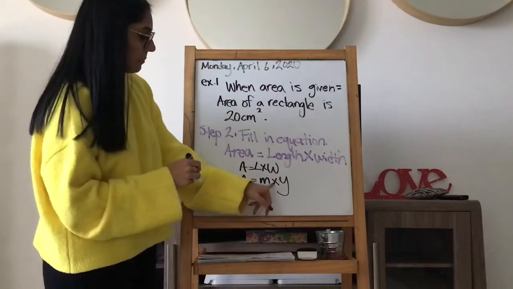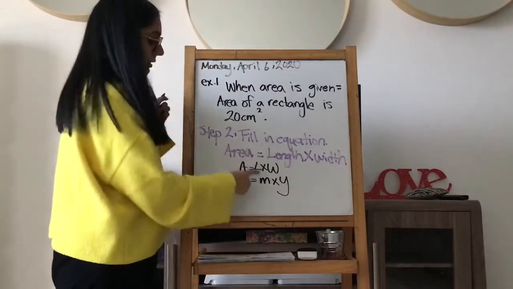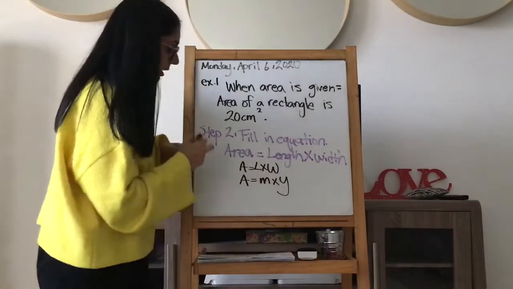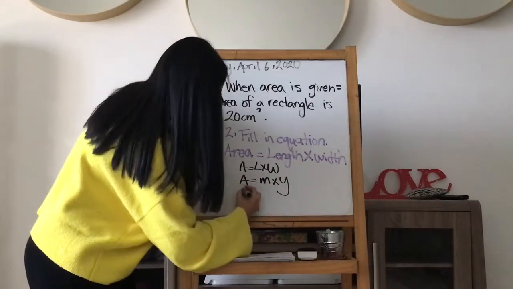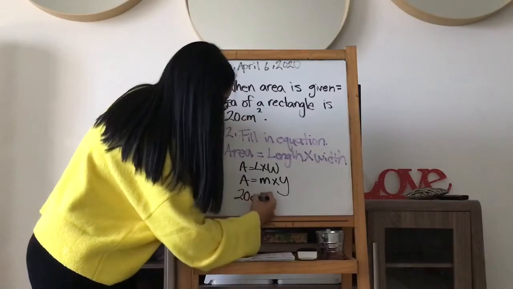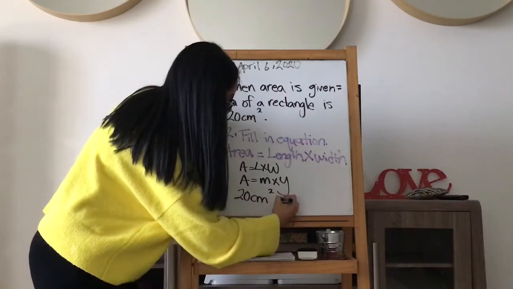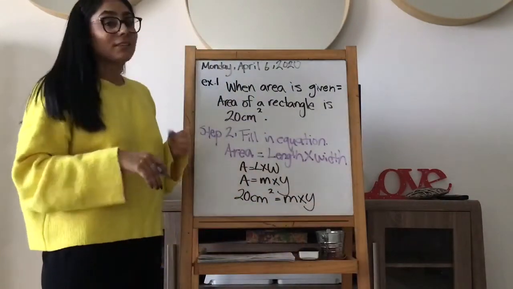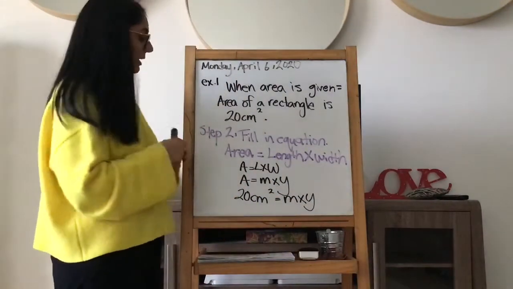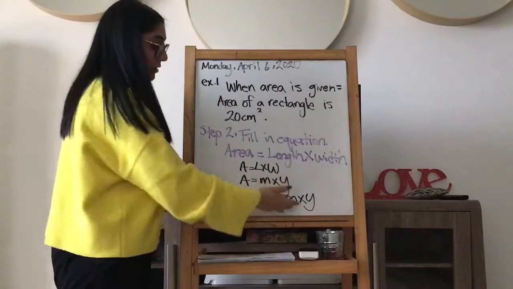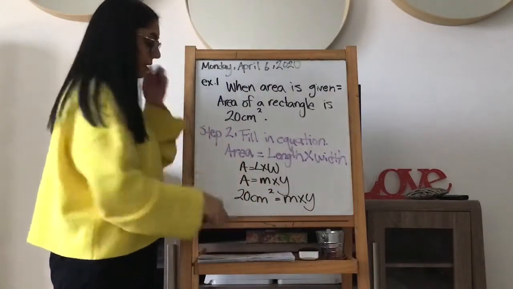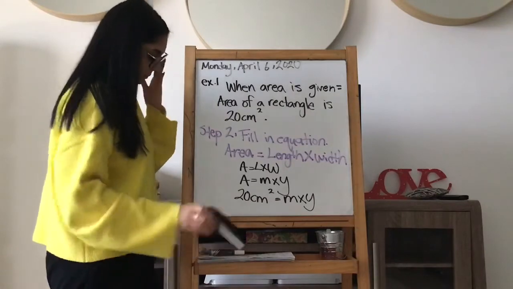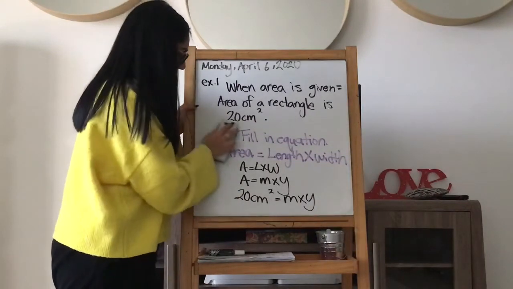So I've gotten my equation: area is equal to M times Y. Whatever I put in M, if I multiply by whatever I put in Y, it should equal 20 centimeters squared. So 20 centimeters squared is equal to M times Y. Now this is just like the puzzle part. This is the fun part: putting in any two numbers that will equal 20. So let me erase this part.